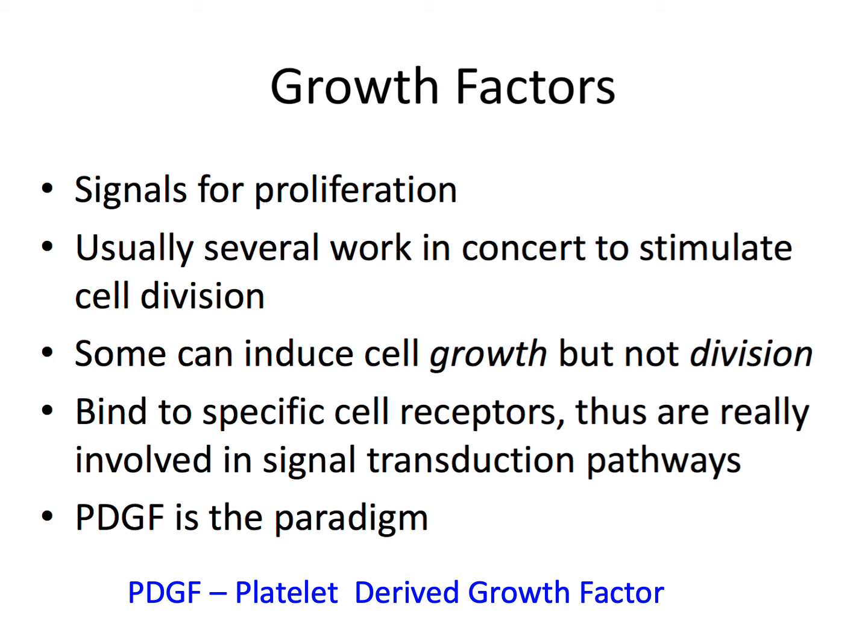So we have a set of growth factors now. These are signals for proliferation that bind to receptors on the cell surface. Usually it takes several different factors to initiate cell division, and that's a good thing, because if it only took one, then a single mutation could lead to a cancerous situation. Some of these only induce cell growth but not division, but they'll be combined with others that will induce division as well. And again, these bind to specific cell receptors and initiate a signal transduction pathway, which we'll see in a minute.